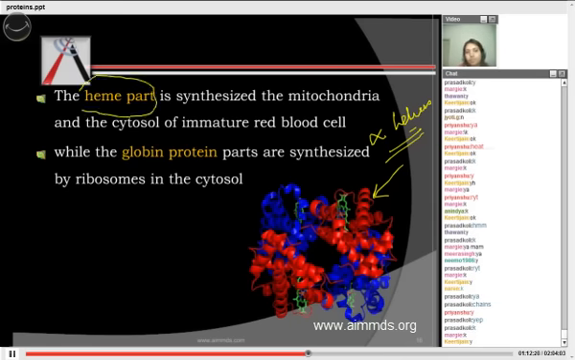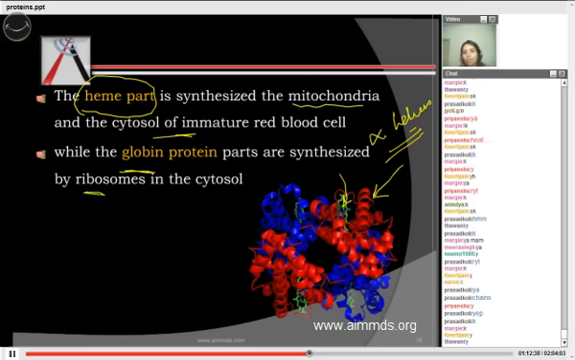One more thing that we need to know is about the heme part. The heme part is this green colored part that holds the metal. We'll talk about that in the next slides. This heme part is synthesized in the mitochondria and the cytosol of immature RBCs, while the globin part is synthesized by ribosomes. We all very well know that protein is synthesized in ribosomes.